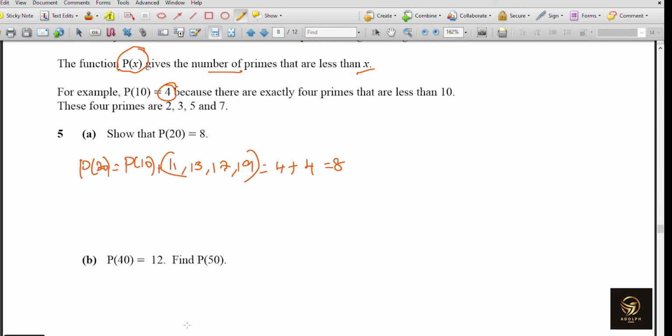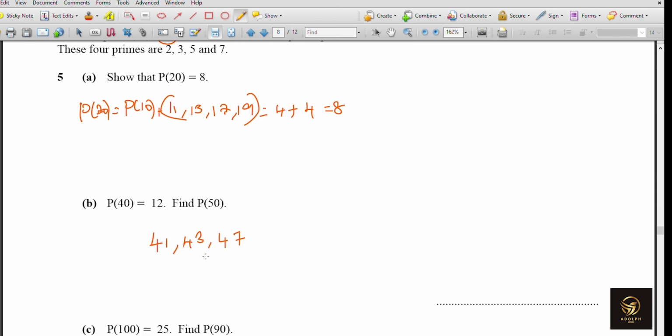Next, p of 40 is given as 12, then find p of 50. The only thing we have to do is find the prime numbers between 40 and 50. We know that 41, 43 and 47 are the only 3 prime numbers. So we already have 12, and here 3 more, so it's going to be 15.